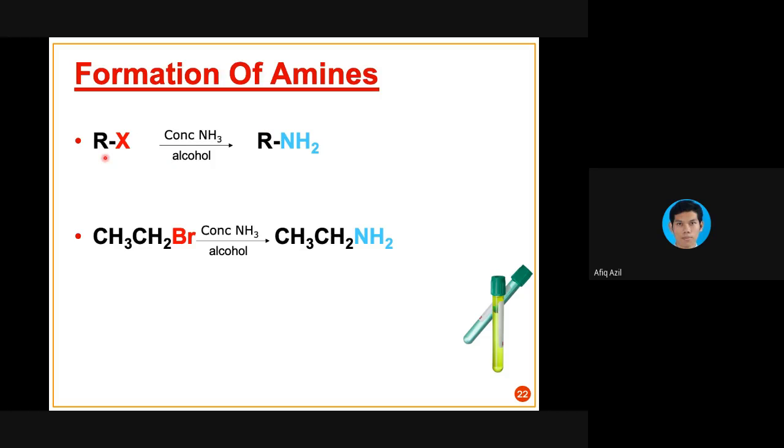But just now you should know that amine can be formed by mixing alkyl halide with concentrated ammonia, to form an amine. Example, over here we have bromoethane mixed with concentrated ammonia to form an amine. When it becomes a substituent, it will be known as amino. So this will be aminoethane.